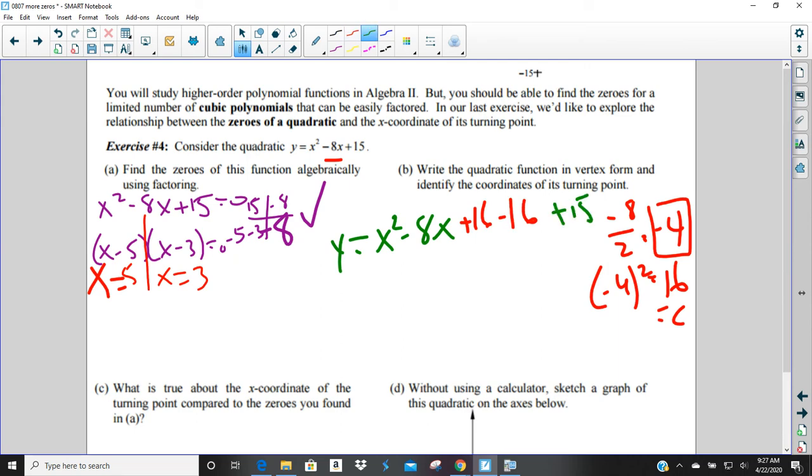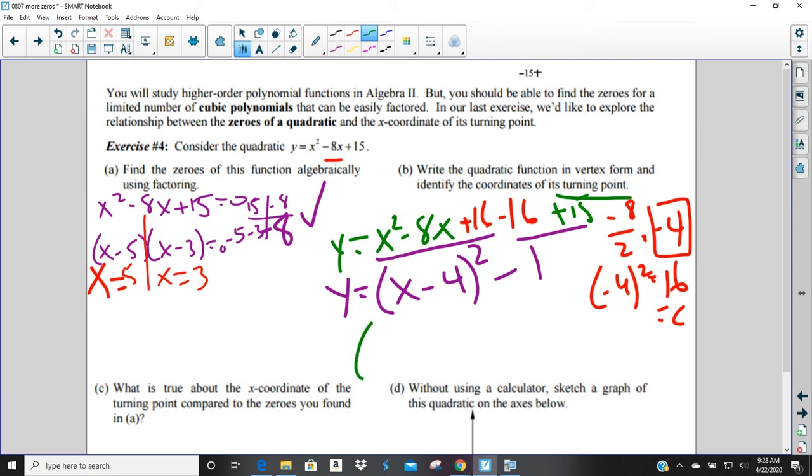Remember, the minus always comes second. So plus, minus, always, always, always. Okay, so now we're going to take our perfect square trinomial and make it into a binomial square. So we'll have y equals x, my clue, minus 4 squared, and then I'm going to add up my leftover constants. -16 plus 15 is -1. So my turning point, which is what we're looking for here, is going to be x, same number, different sign, 4. My y is going to be the same number, same sign, -1. So (4, -1).